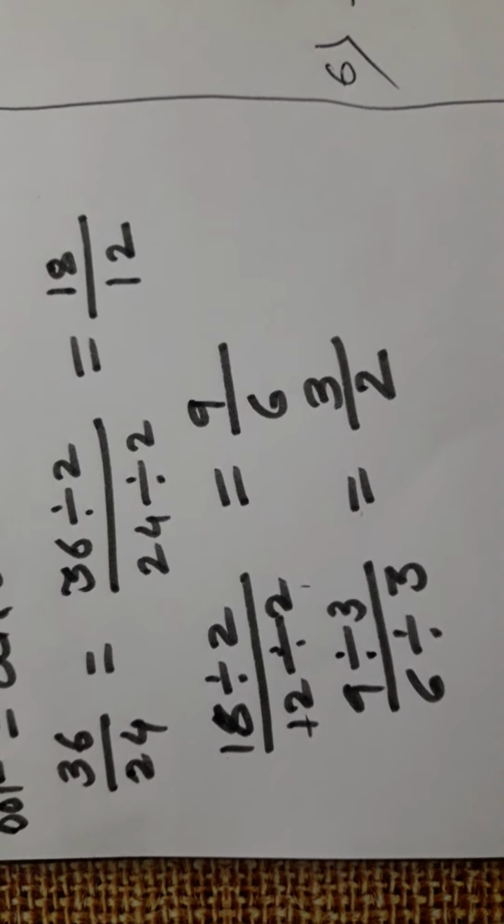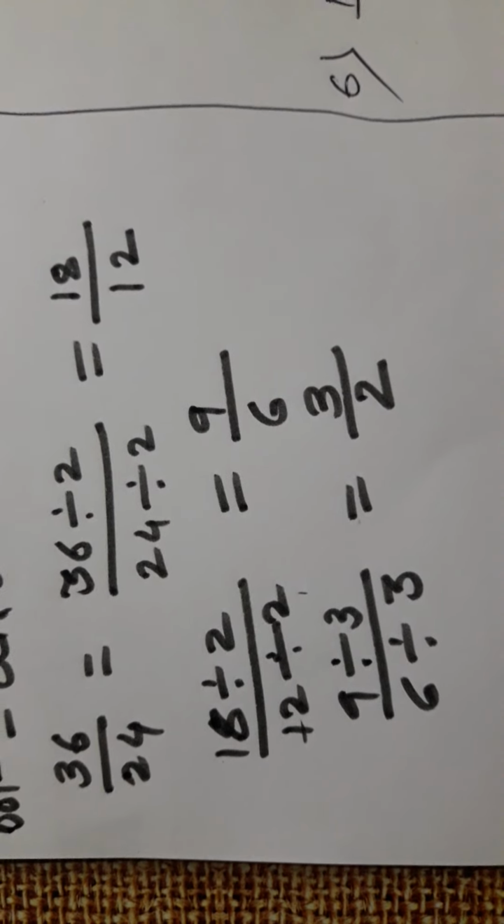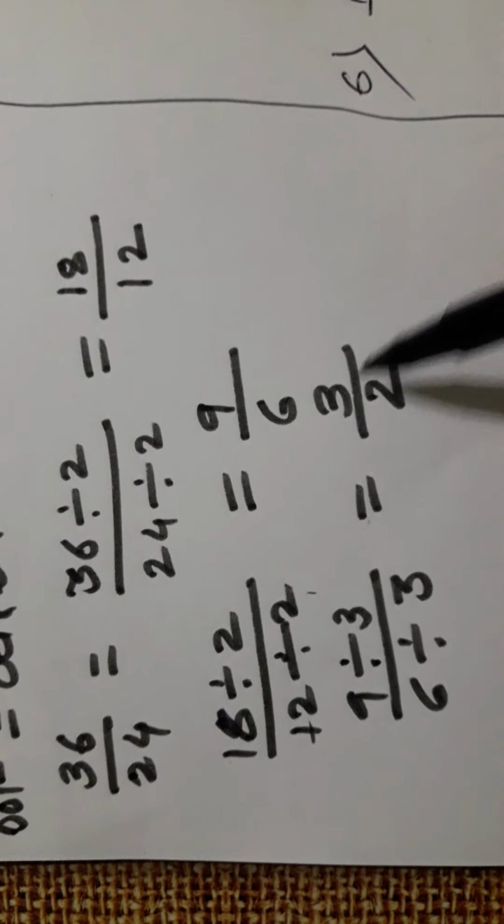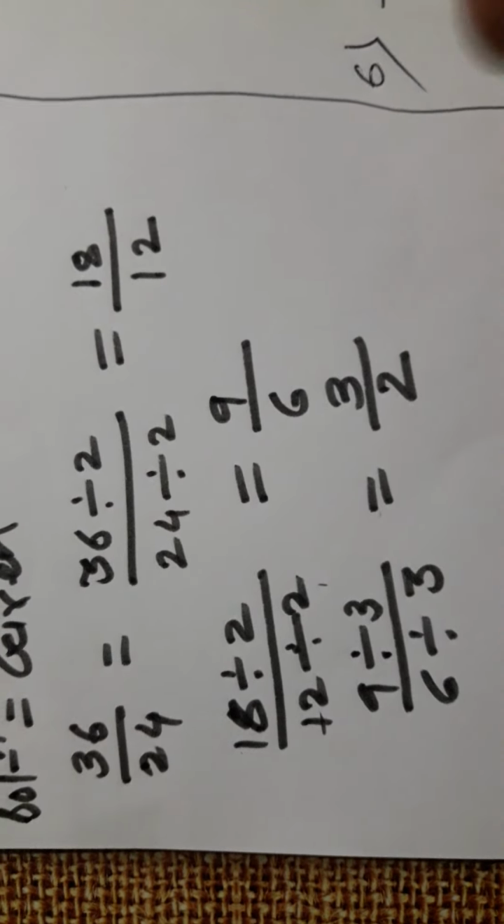Can we divide 3 and 2 by using one common number? No, it is not possible. Why? Because 2 is prime, 3 is also prime.